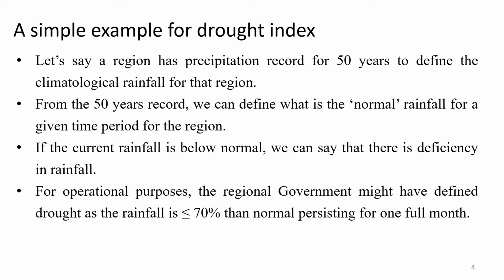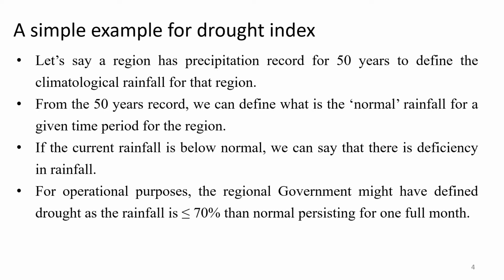A simple example for a drought index, a very simple example I'll say now. So we have a region which has a record of rainfall observed over the last 50 years. From the 50 year record, we can define what is a normal rainfall for a given time period for the region. Say I have taken the monthly average. This is the mean monthly rainfall for January out of 50 years of data. We will collect all the rainfall information for 50 years in January, average it out and say this is the mean monthly rainfall for January.